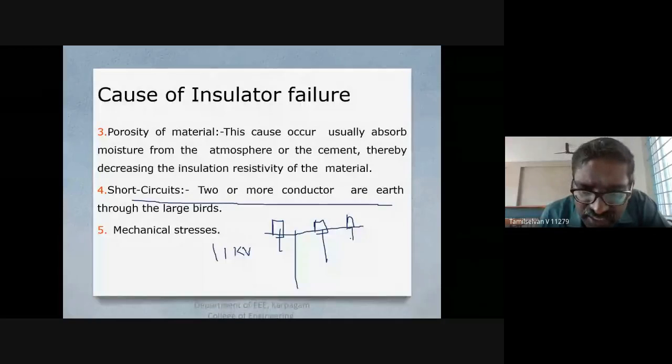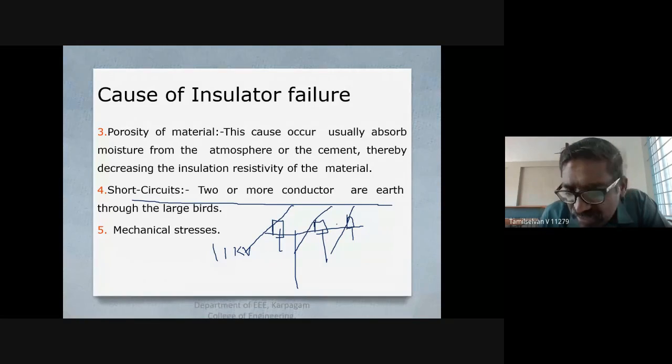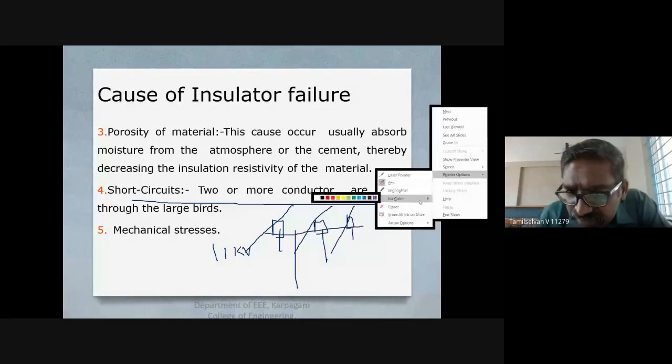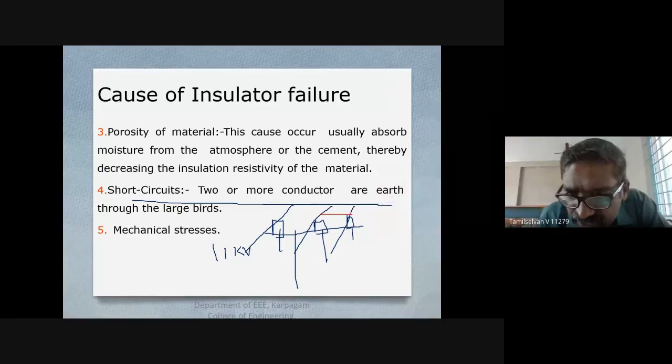Here the conductor is often placed on the groove. Based on the voltage level, the clearance between the conductors will be different. Based on the voltages, the clearance between the conductors often varies. Sometimes you can see birds sitting on the conductor.